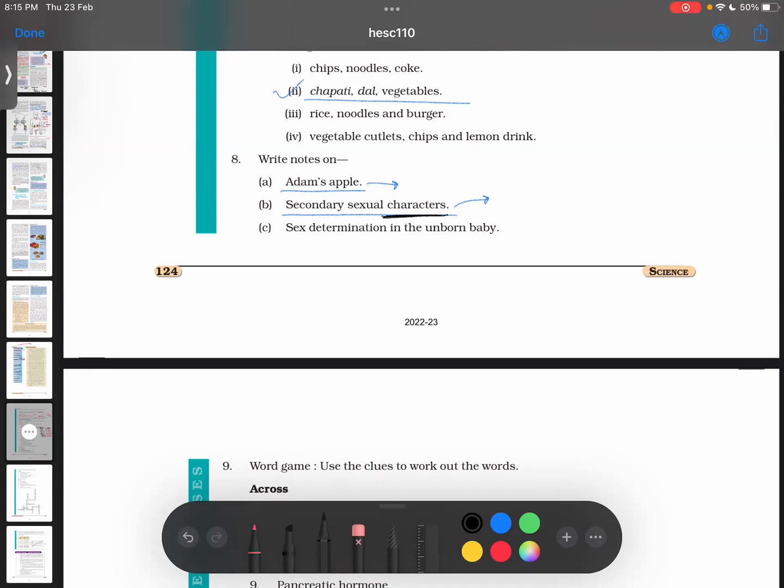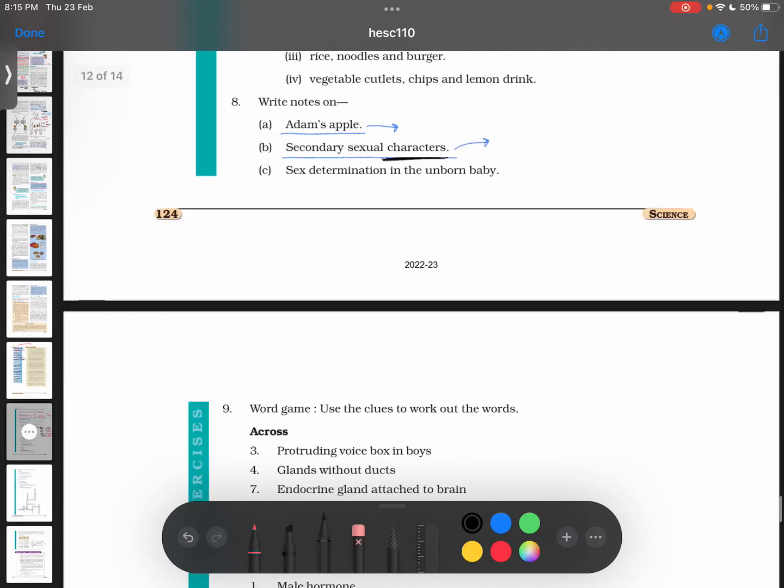Like in the case of boys, appearance of mustache and beard, appearance of chest hair, or in the pubic region, hair starts to grow. While in the case of girls, the breast size increases, right? Growth of hair in genital area and other parts of the body.